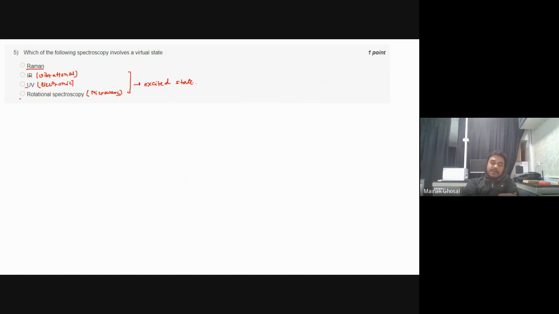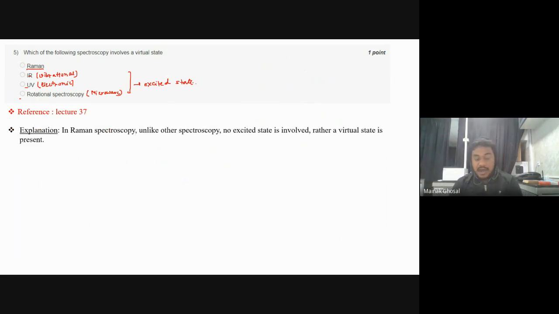But in case of Raman, there is no such excited state. There should be a virtual state, from which it comes to ground, giving you Stokes or anti-Stokes light. The answer lies in lecture number 37 also: in Raman spectroscopy, unlike other spectroscopy, no excited state is involved. Rather, a virtual state is present. So your answer should be Raman spectroscopy.